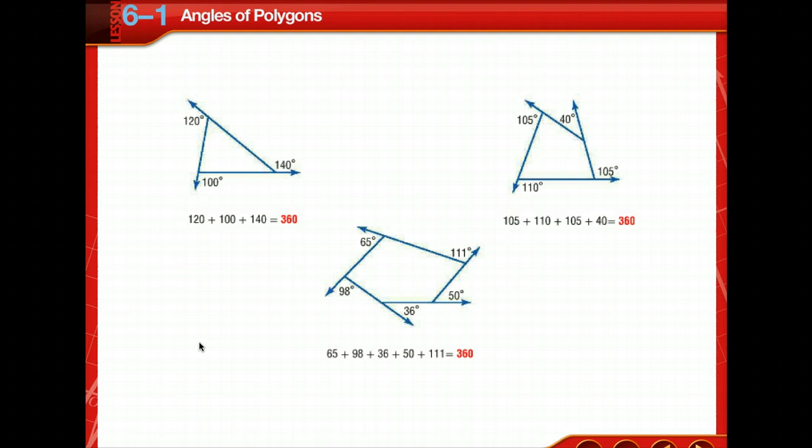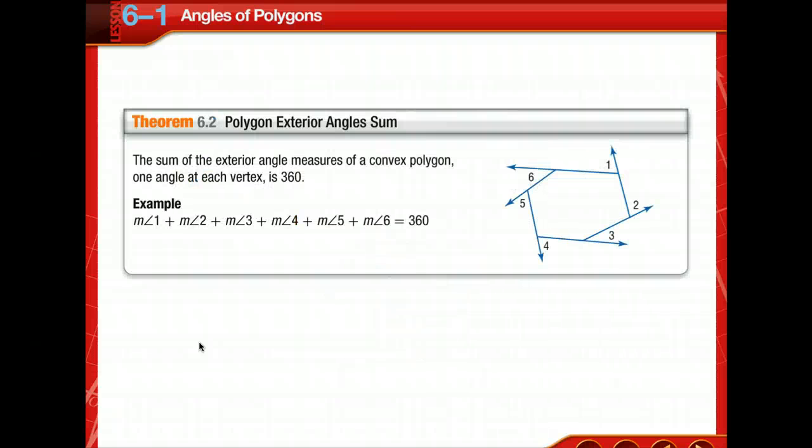Examine these polygons in which an exterior angle has been measured at each vertex. Notice that the sum of the exterior angle measures, in every case, is 360. This suggests the polygon exterior angle sum theorem, where the sum of the exterior angles of a convex polygon is going to equal 360. Look, we're going around in a circle. A circle is 360, isn't it? Just think about that.